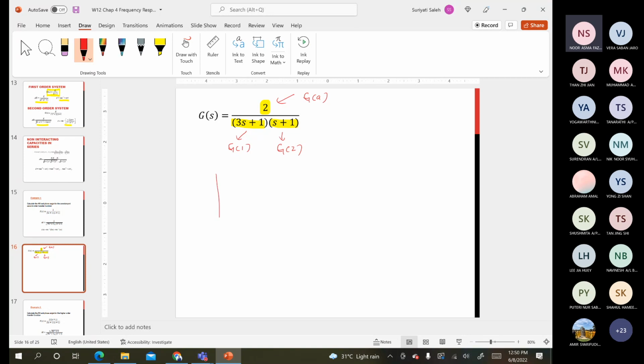So here, I can put inside the table where I have GA, 2, G1, 3s plus 1, and G2, s plus 1. So for this part, I want to convert this transfer function into amplitude ratio.